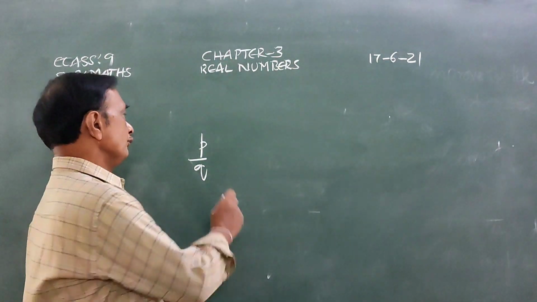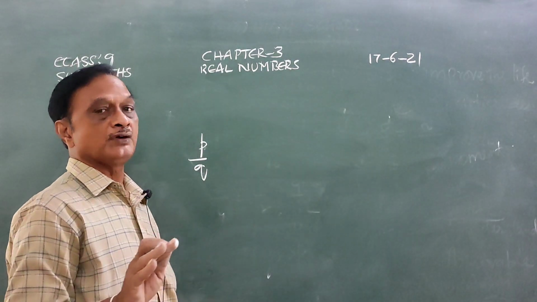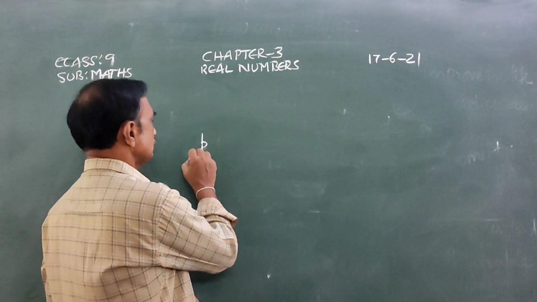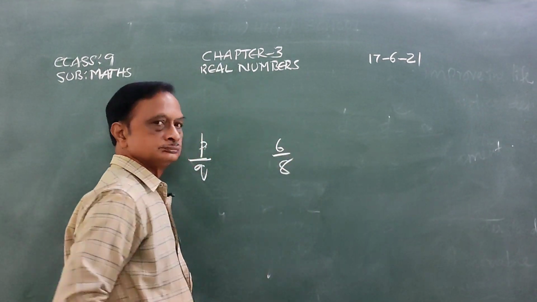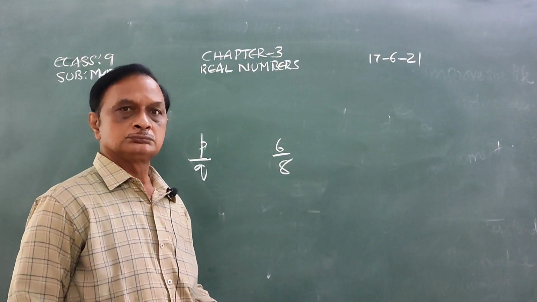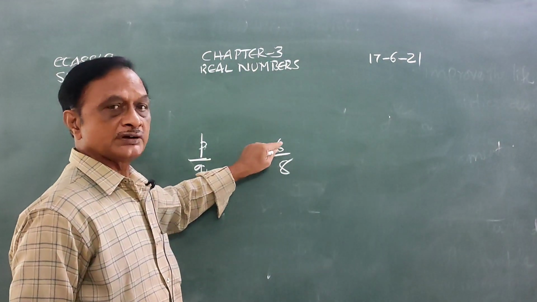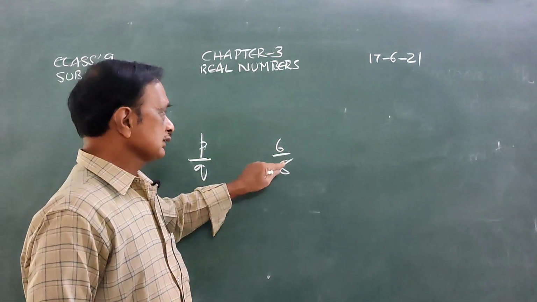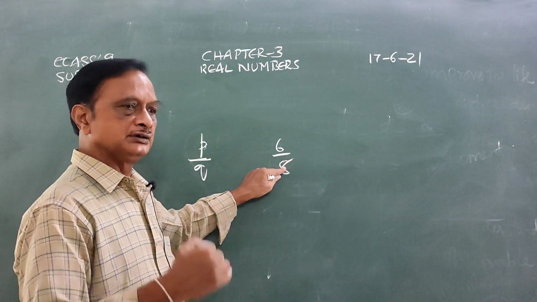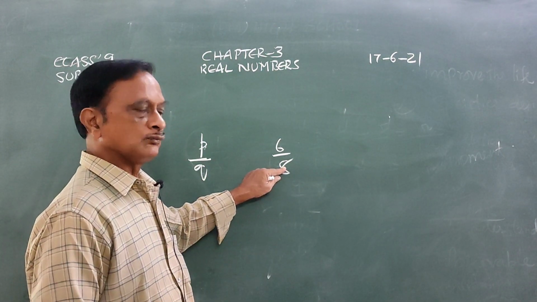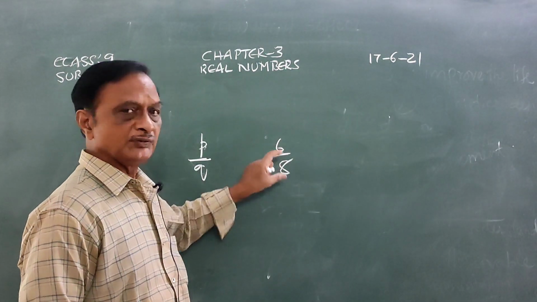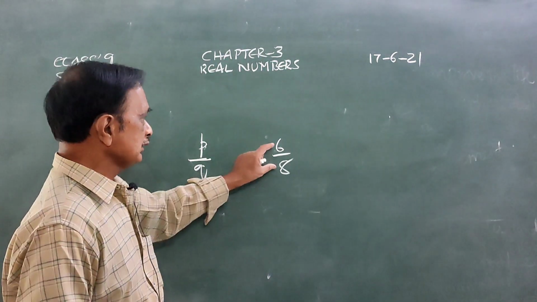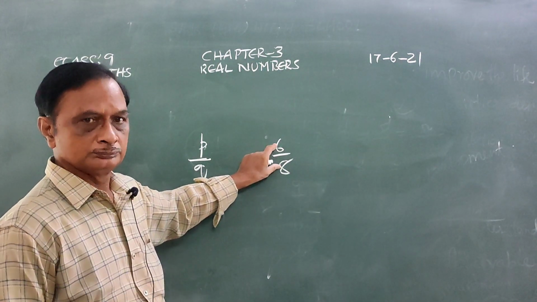Now, if you want to express a rational number, that rational number should be in the form of p by q, where p and q have no common factor other than 1. See, 6 by 8 is not in simplified form because, what are the factors of 6? 1, 2, 3, 6. What are the divisors of 8? 1, 2, 4, 8. What are the common factors? 1 and 2. So these two have 2 as a common factor in addition to 1. So 6 by 8 is not in simplified form.